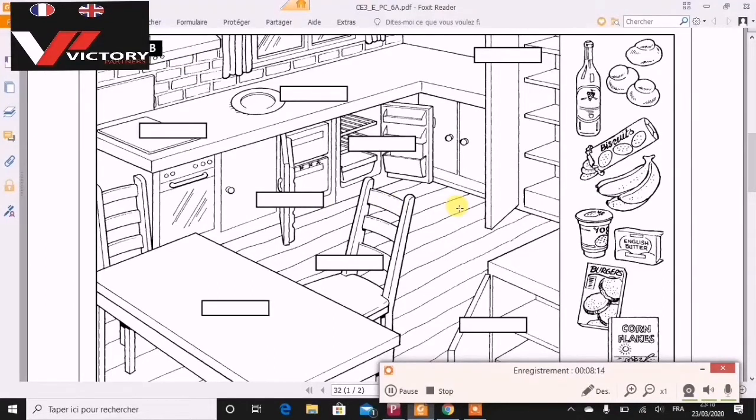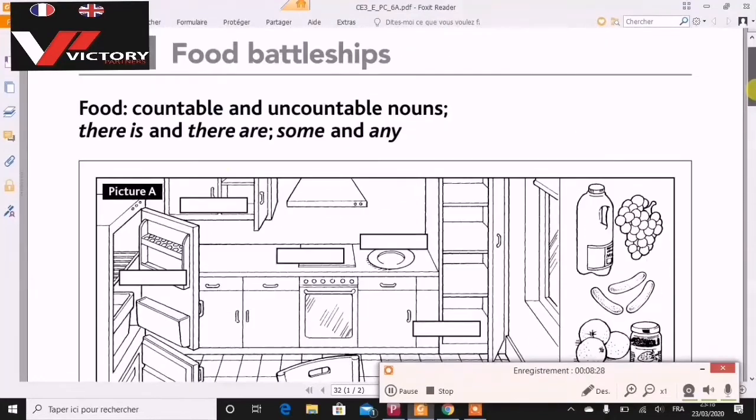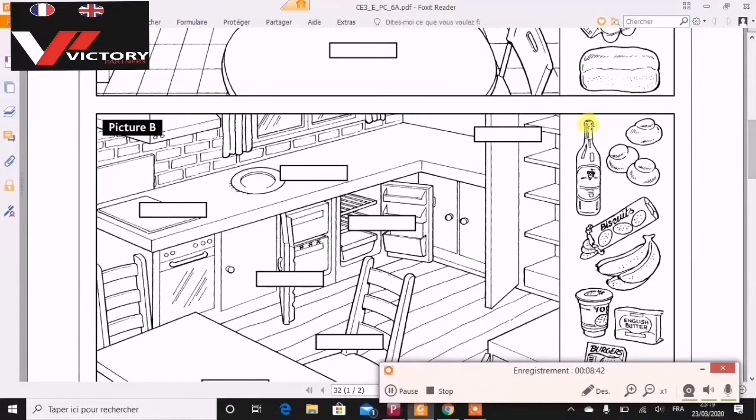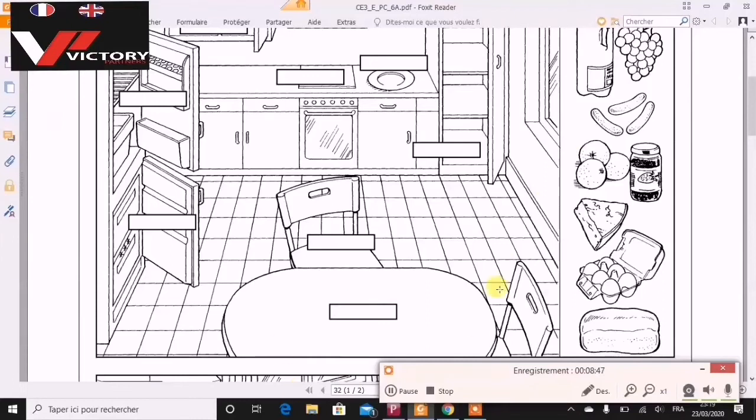Okay, I want you to call each other, call someone that you feel comfortable with, and try to take turns to ask each other yes/no questions. Try to use there is, there are, some, and any. For example, you are going to say, are there any sausages on the table? These are the food items that you should use.